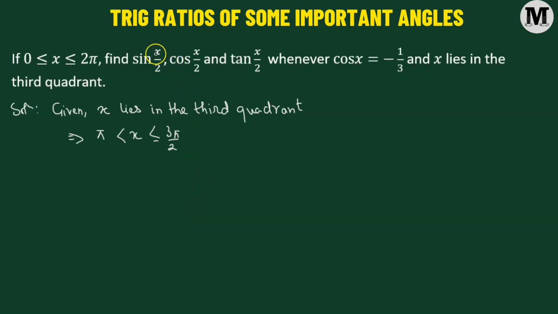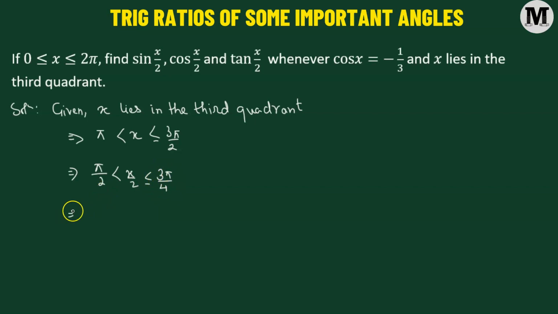Now, since we need to find out the value of sine x over 2, cosine x over 2, in each of the cases we see that the angle is x over 2. So we can also define from this particular relation in which quadrant x over 2 is going to lie. All we have to do is divide throughout by 2. So we get pi over 2 less than x over 2 less than 3 pi over 4.